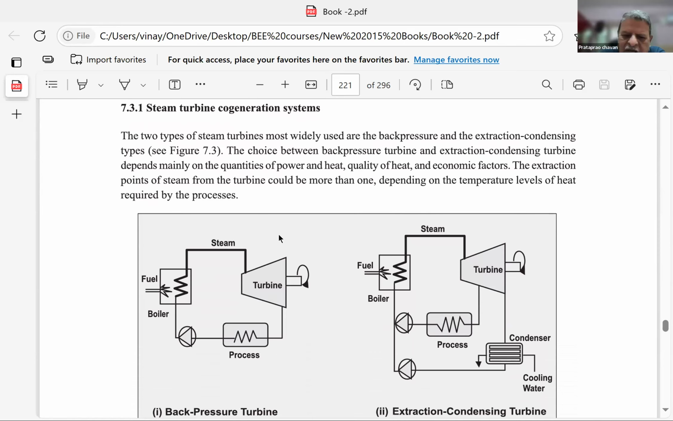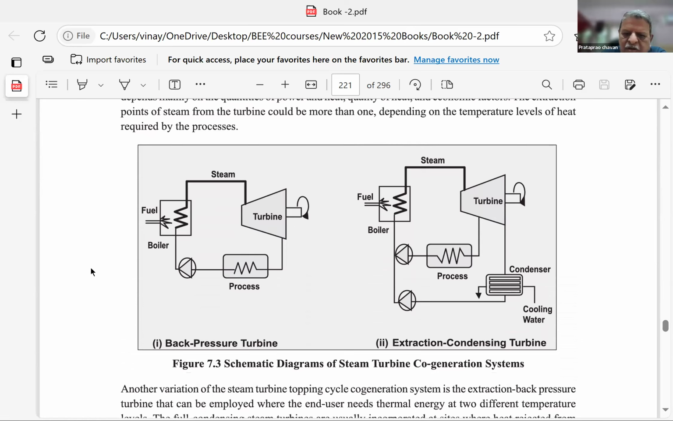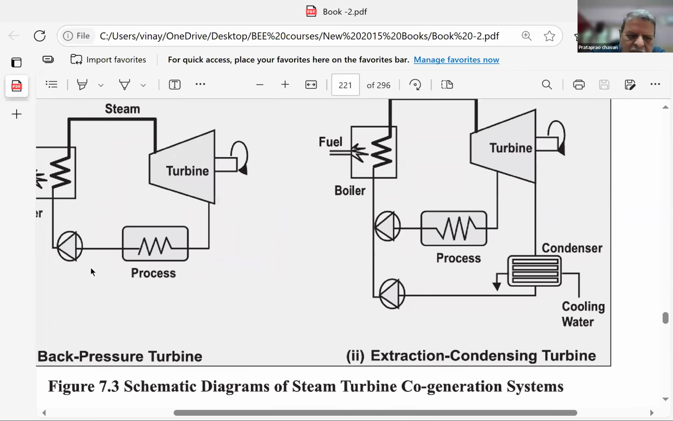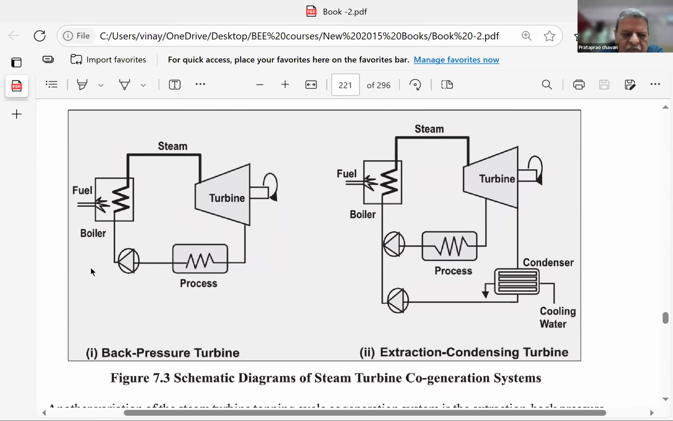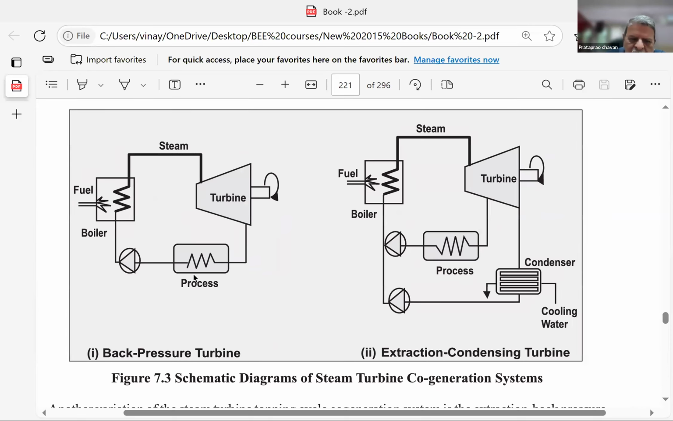These are the schematic diagrams. These are the standard symbols for the applications done here. So the turbine, which is a steam turbine, comes in different types. Look at this turbine. Fuel is burned in a boiler. Water is heated here. Steam is generated. The steam is going to the turbine inlet.